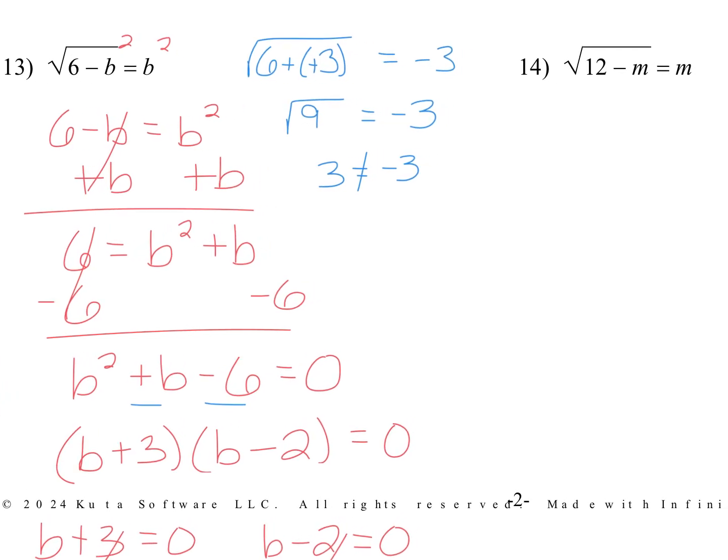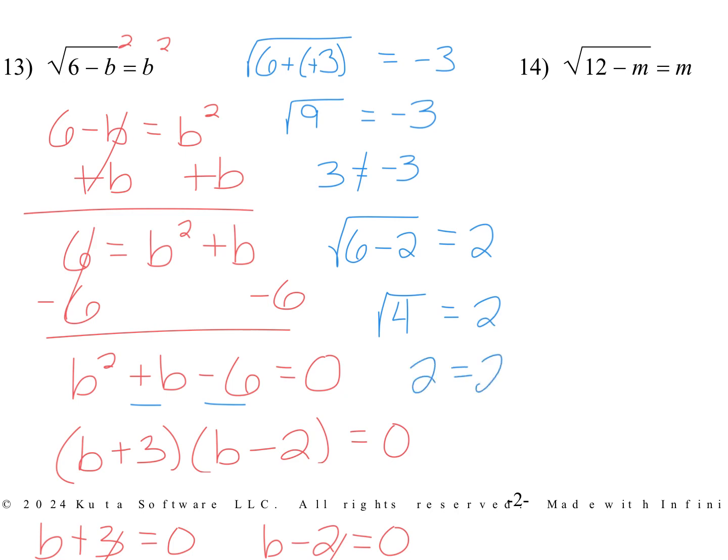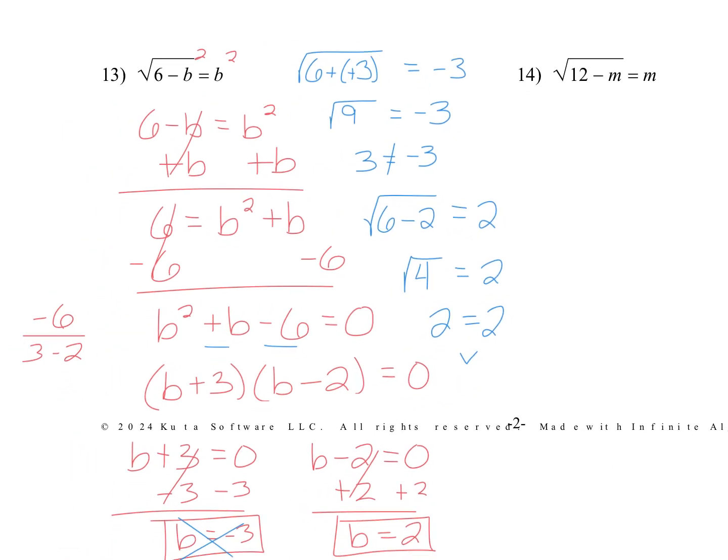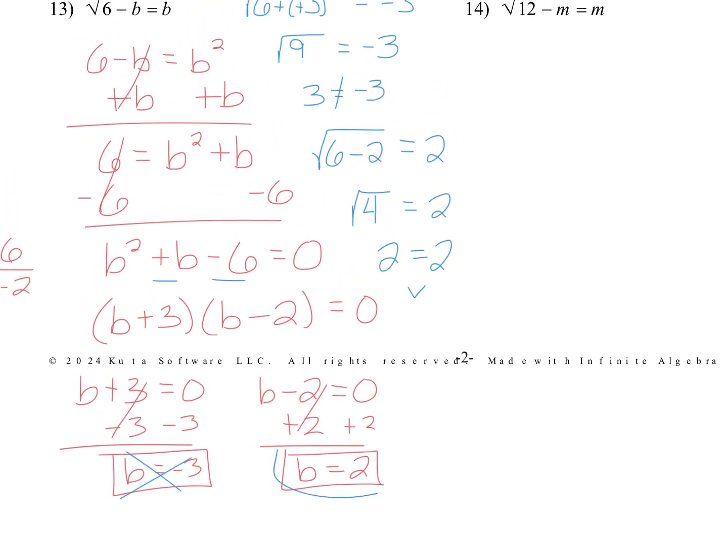Okay, let's try 2. Square root of 6 minus 2 equals 2. What's 6 minus 2? 4. Square root of 4? 2. Did that one work? Yes, so what is our only answer? 2. B equals 2.